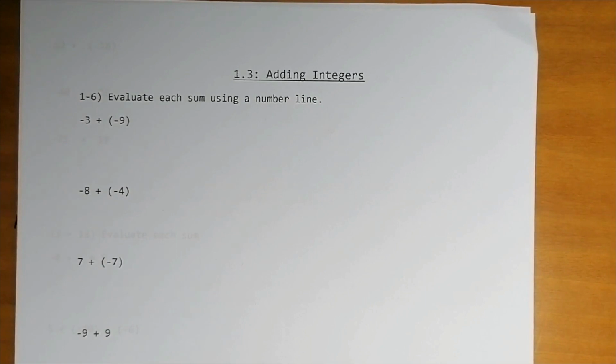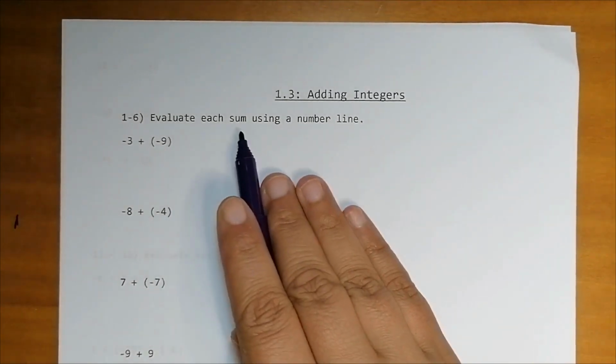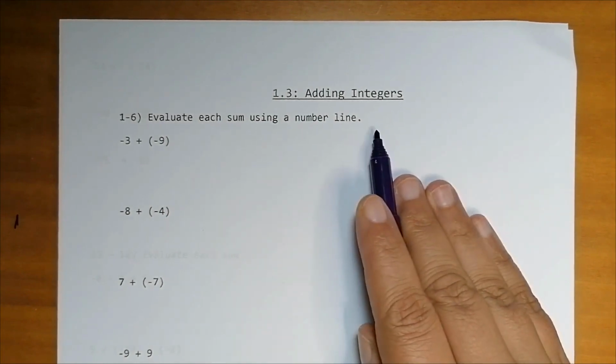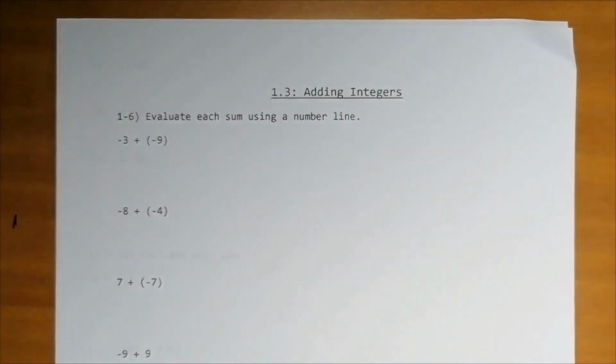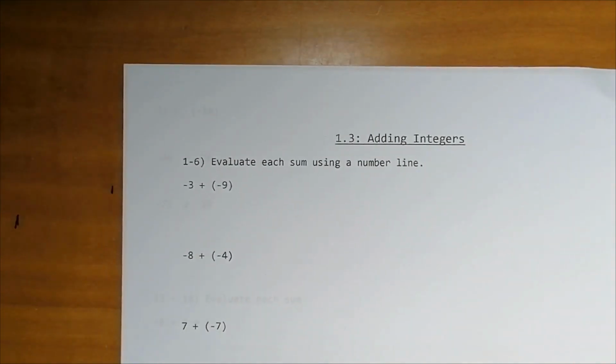Okay, so let's get started with the first part, which says evaluate each sum using a number line. Here we are supposed to solve this, but not like the general equation that we do, but using the number line. So let's get our scale and pencil in place.